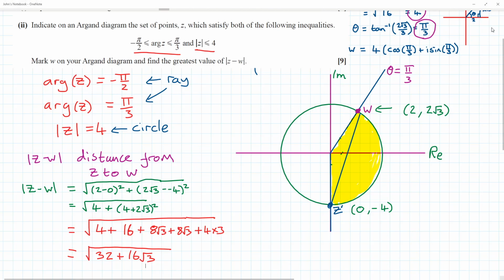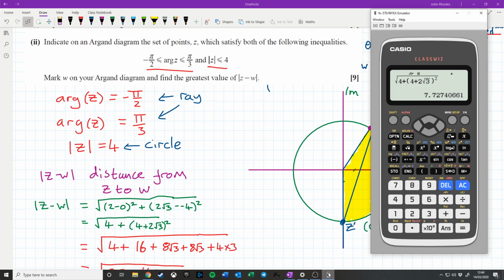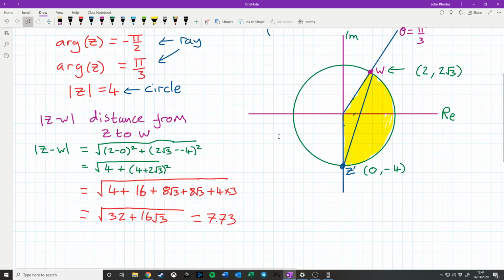Which, if we see in the calculator, is 7.73. Just 3 significant figures. Now this is where I'm wondering if I made any mistake. I'm going to double check myself. Nope, that does seem to be the answer to that question.